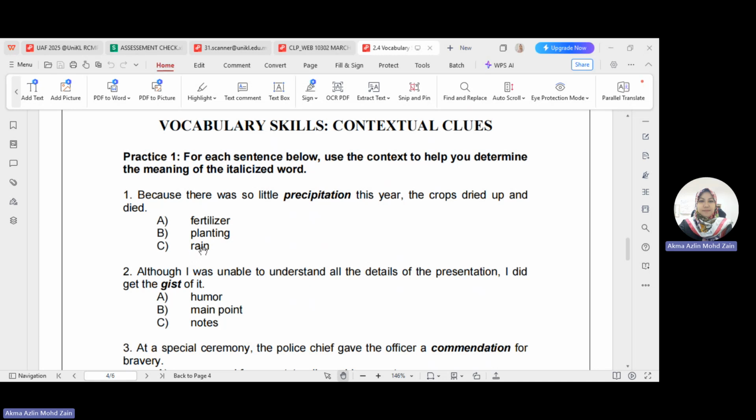You will answer this type of questions in the VLE platform, that is the test, 20%. So what you need to do now is to log in to your VLE account, complete the contextual clues test under topic 2.4, as this test carries 20% of your total course mark, and submit before the deadline.